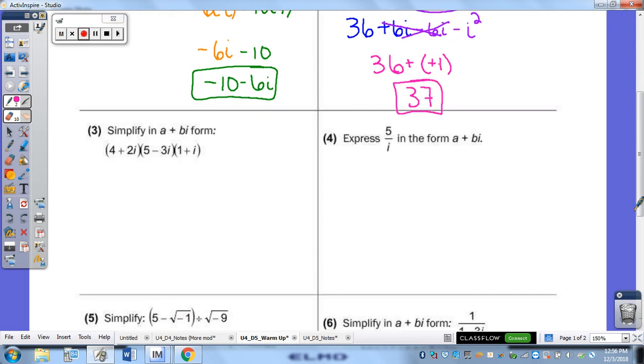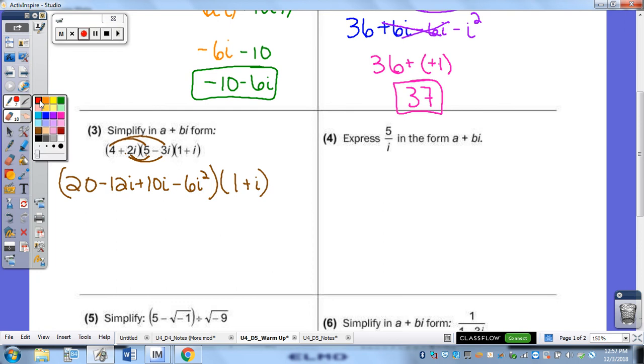Going on to the next one. Again, we are multiplying here. So I'm going to multiply just the first two parentheses together. 4 times 5 gives me 20. 4 times negative 3i is negative 12i. 2i times 5 is 10i. And then we have minus 6i squared. And that is all still times the 1 plus i. I haven't done anything with that one yet.